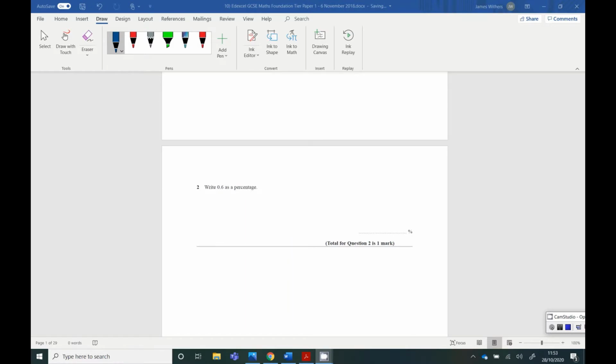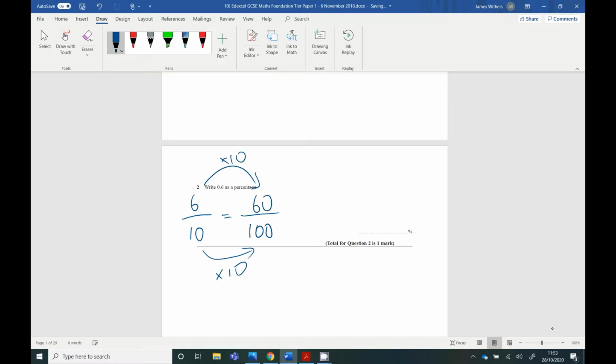Question 2. So 0.6 is 6 tenths. Now as a percentage we need to have it out of 100. So we're multiplying top and bottom by 10. So 6 times 10 is 60. 60 out of 100 is 60%.